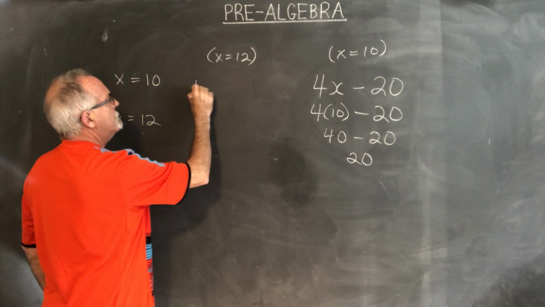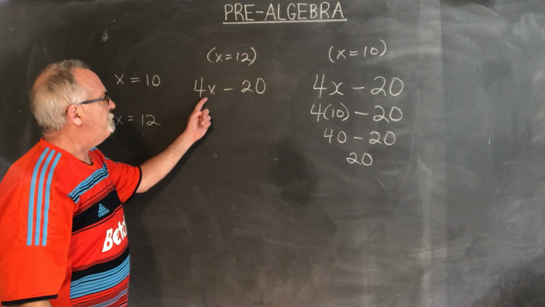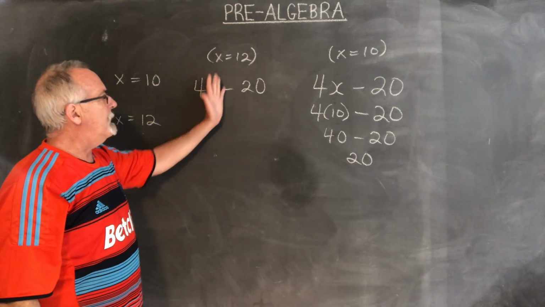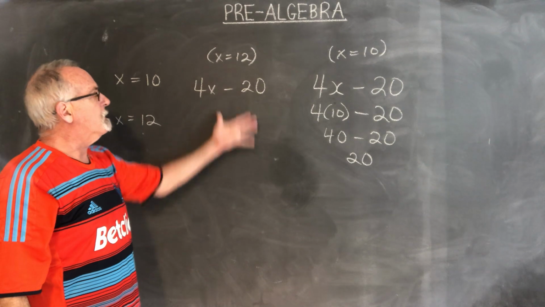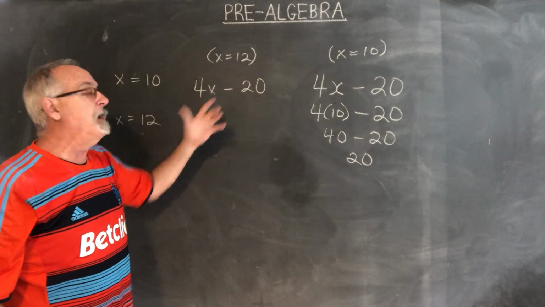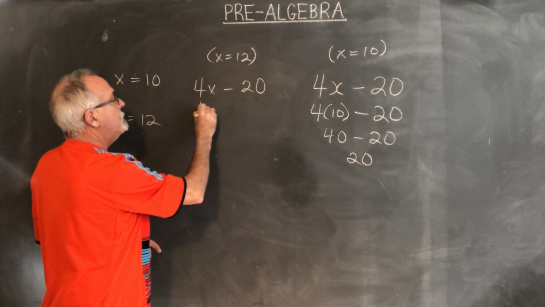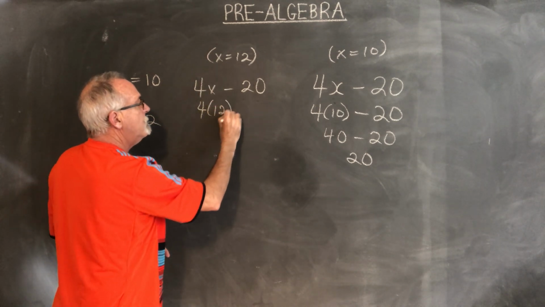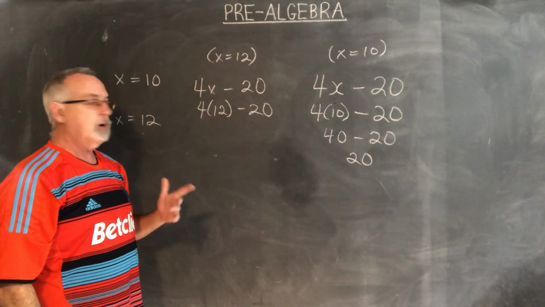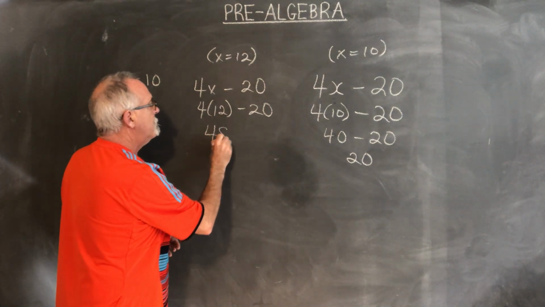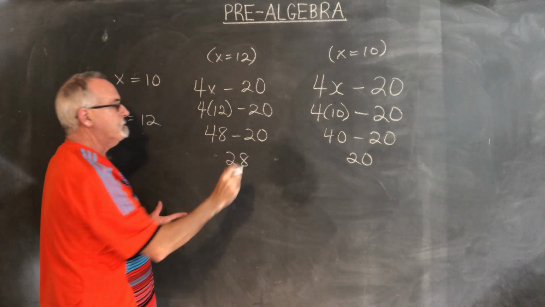Okay, therefore, I still have 4x minus 20. And I really like to write my expression down without taking away the x and replacing it with a number, because I like to show at the beginning of my calculations what expression I started with. Then I plug in the number. Okay, so the x is being replaced this time with a 12. So it's 4 times 12 minus 20. And the order of operations tells me to multiply before I subtract. 4 times 12 is equal to 48. 48 minus 20 I can now do, and my answer is 28.